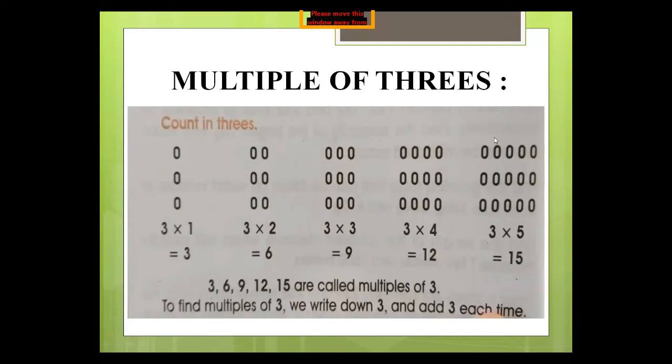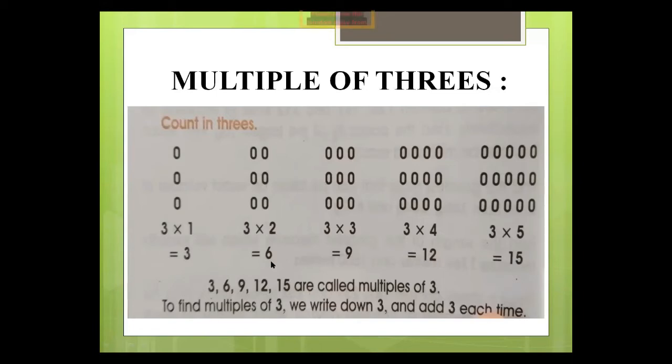All these 3 elements are present in column 1. All these 3 elements are present in column 2, column 3, column 4, and column 5. If we multiply 3 into 5, it is equal to 15. And if we count, are there 15 zeros present here or not? Now we count: 1, 2, 3, 4, 5, 6, 7, 8, 9, 10, 11, 12, 13, 14, 15. Yes. So 3 into 5 is equal to 15.